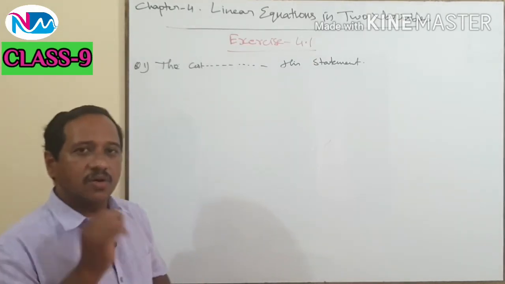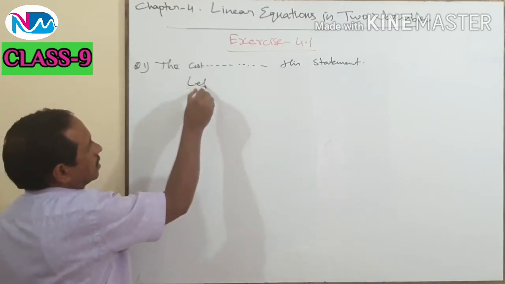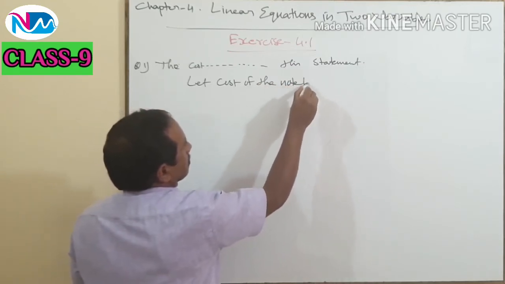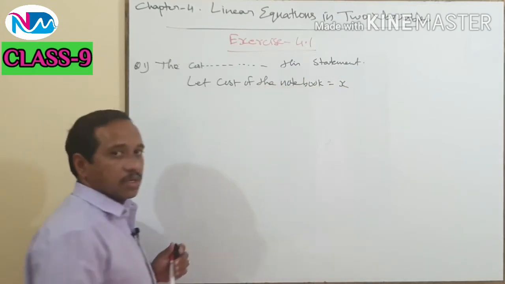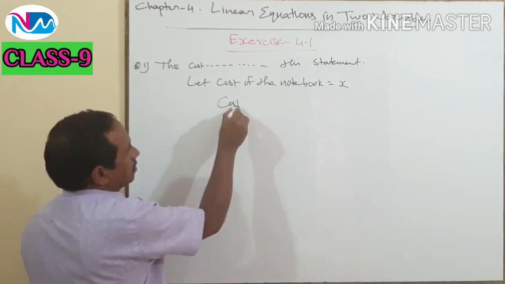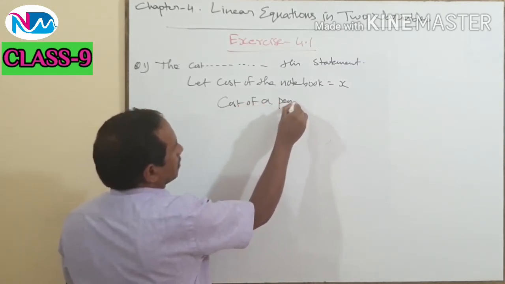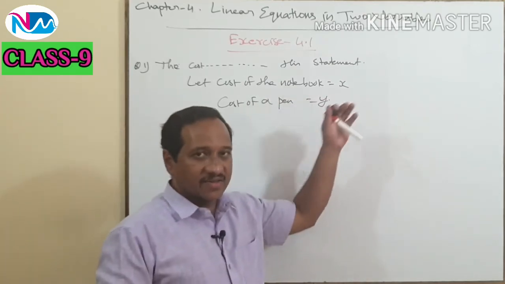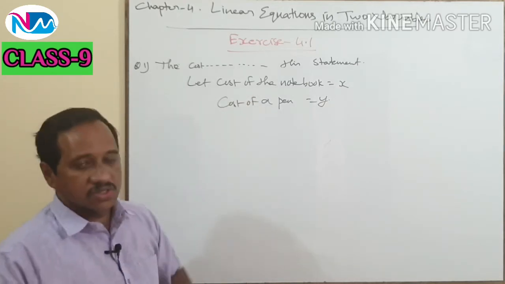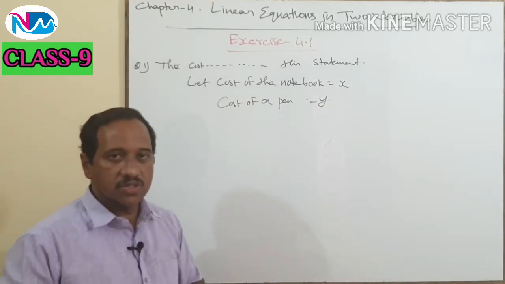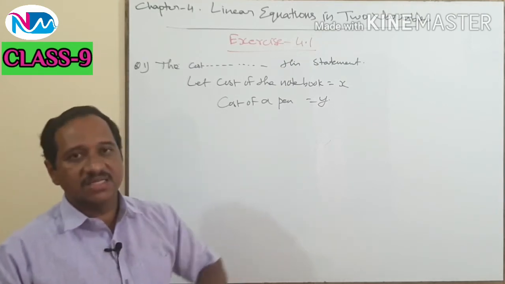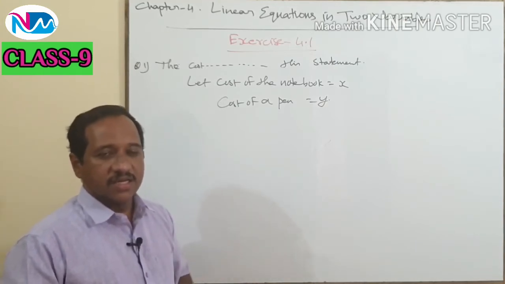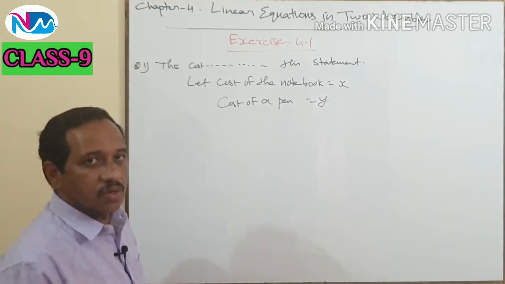Here I take, let the cost of the notebook be x and the cost of a pen be y. The two variables we used are x and y. X represents the cost of the notebook and y represents the cost of the pen. Now we have a condition in the question to form the linear equation in two variables. The condition is the cost of a notebook is twice the cost of a pen.